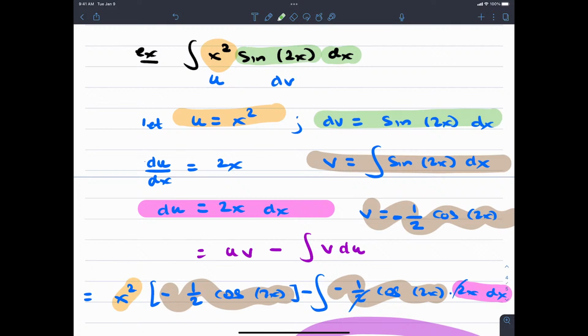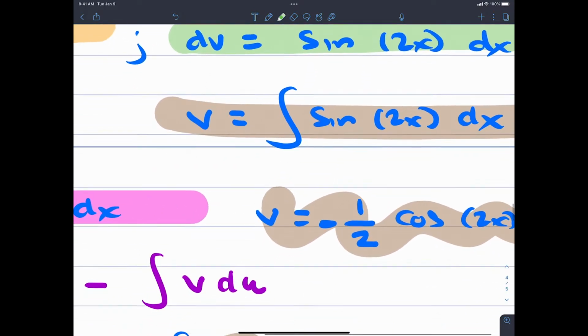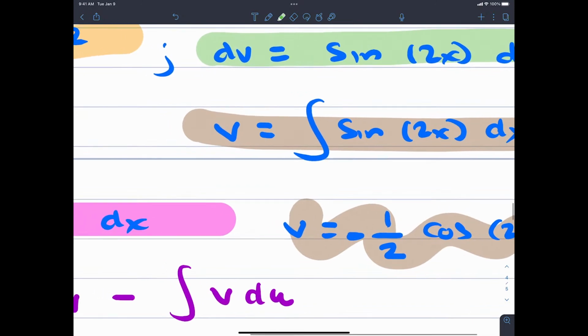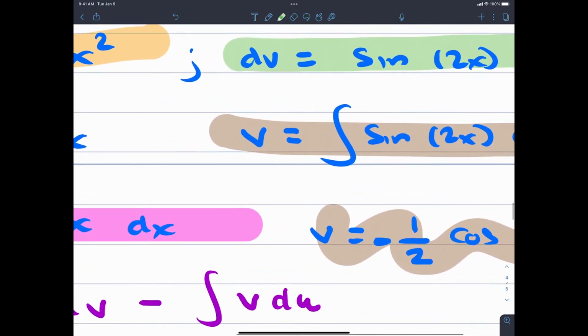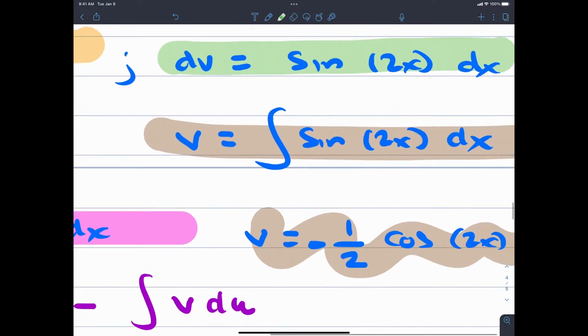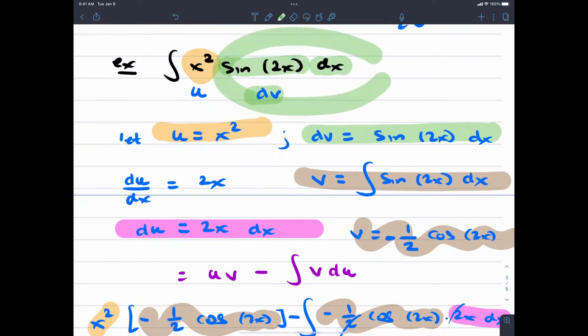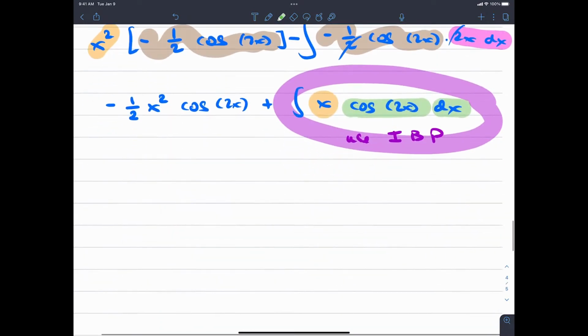Always, yes. Because then you can't integrate here to get v. If you said the dx should be gone, no, that makes no sense. You need the dx, because then you can actually solve for v using the antiderivative formula. So yes, this whole thing must be dv.